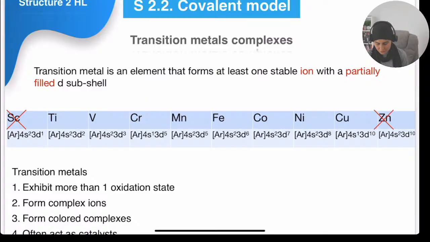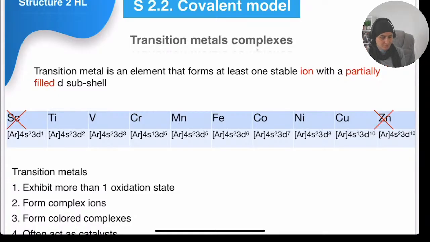because if we write down the electron configuration, for scandium it would be argon 4s2 3d1, for zinc argon 4s2 3d10. So scandium forms the only stable ion, which is 3+. And remember in structure 1, in that very long live stream, we talked about how to figure out the configuration for ions. So we remember that 4s electrons are removed before 3d. So for scandium 3+ you remove 4s2 and 3d1. So scandium 3+ has 0 electrons in the d sublevel, so it does not form an ion with a partially filled subshell. That's why it's not a transition metal.